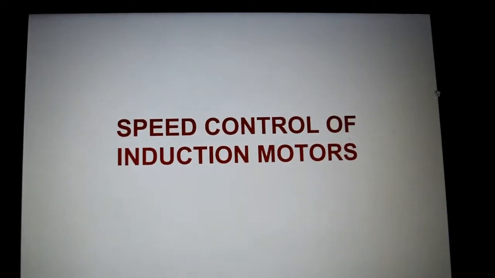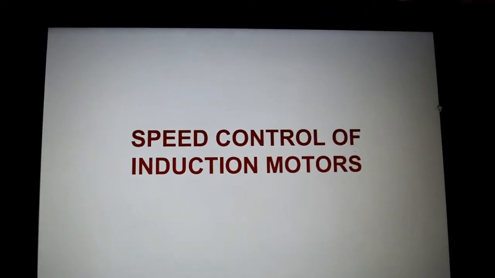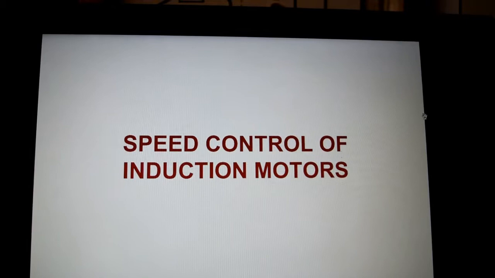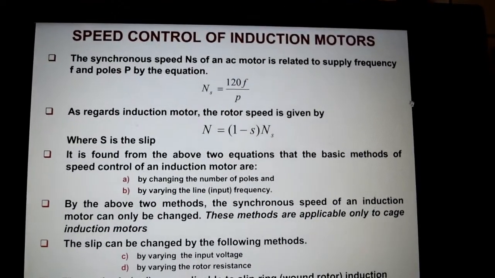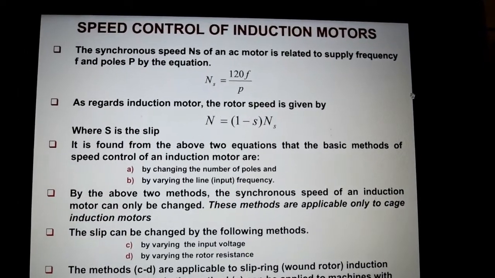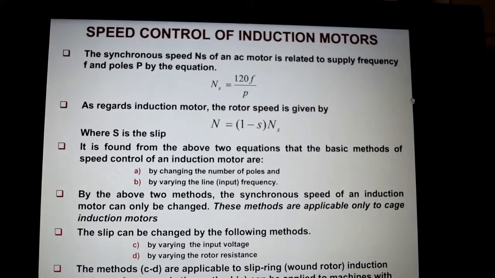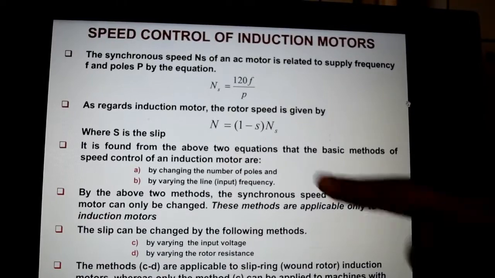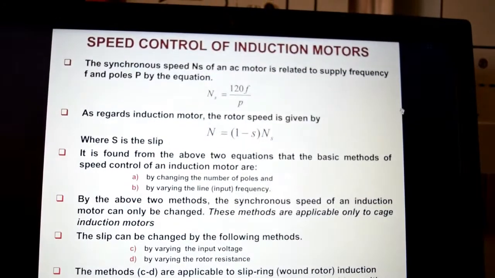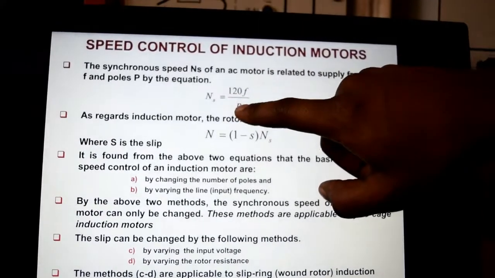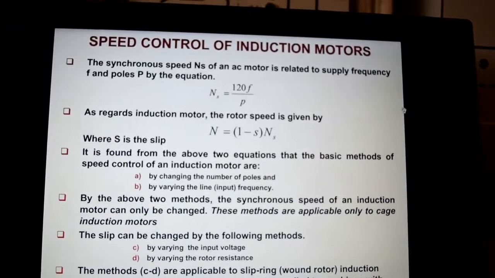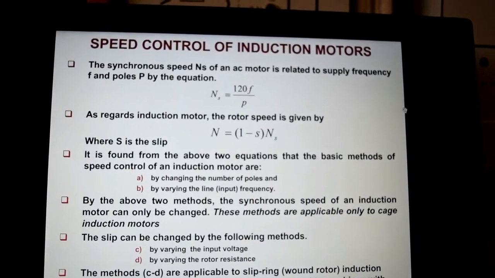Guys, today we will see how to control the speed of induction motors. As we saw inside the class, speed means 120 F over P. From the equation we can see that in order to vary the synchronous speed of an induction machine, we can vary it by changing the frequency or by changing the poles. So this will be one of the speed control methods for induction motors.